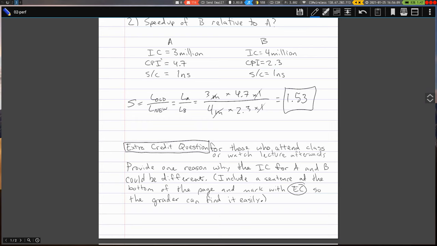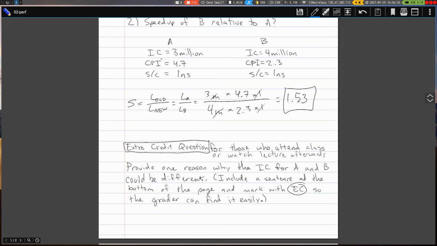Okay. Could you repeat what you said about the instruction counts being different in A and B? I couldn't really hear what was said before. Sure. Okay. So why can the instruction counts for A and B be different?